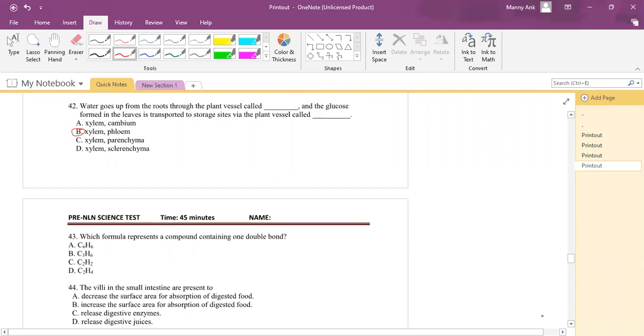43. Which formula represents a compound containing one double bond? You have one double bond, it means that you are dealing with an alkene. And we said that for alkene, the formula is CnH2n. The hydrogen is 2 times the number of carbons. So when I come here, this is my alkene. It's going to have a double bond.